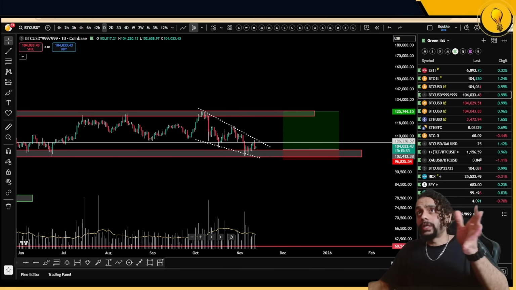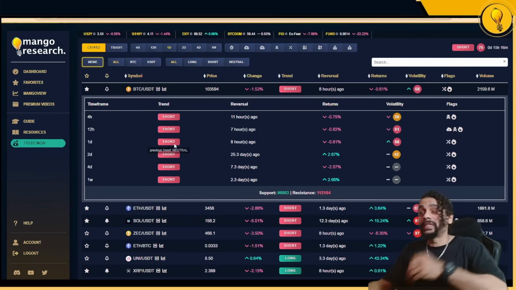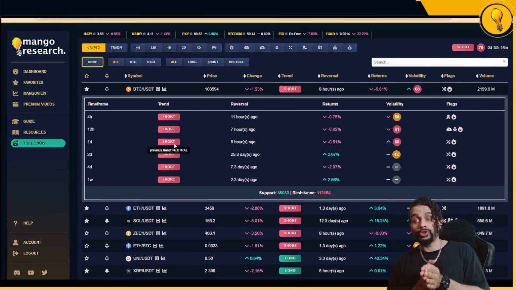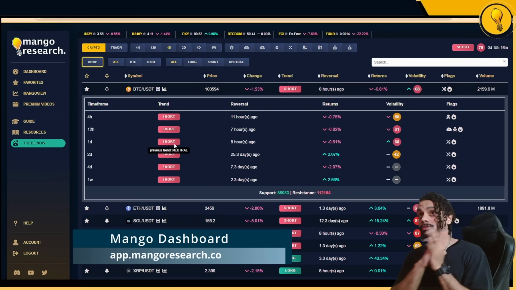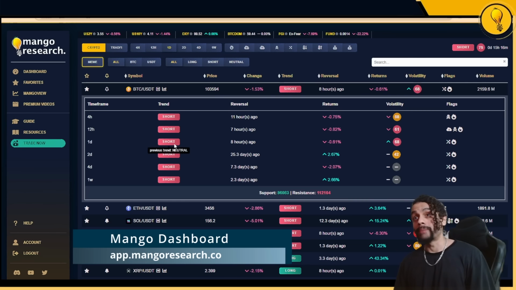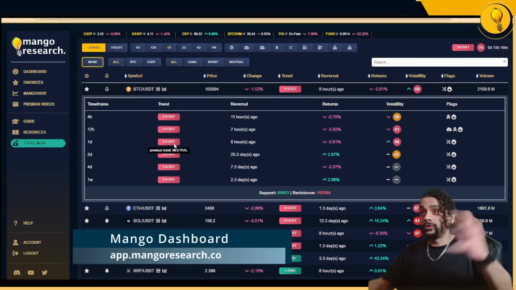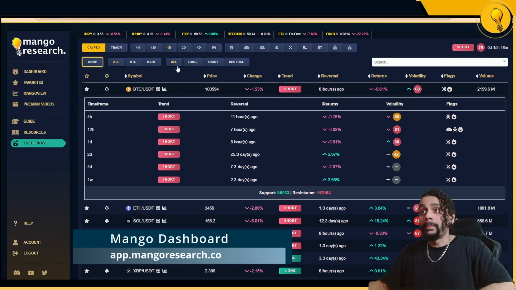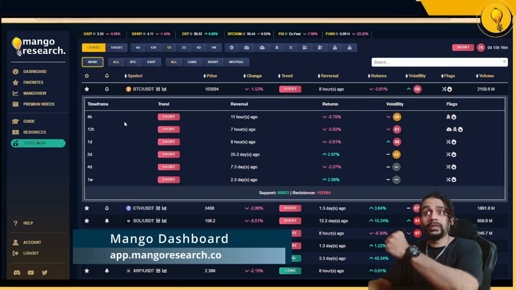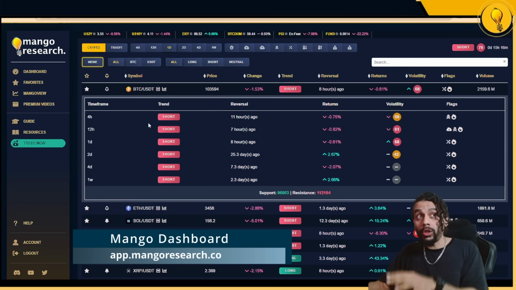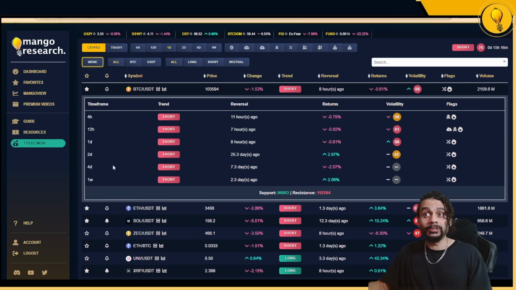So before I start though, I do want to emphasize, very important to emphasize this, that we are going to be putting on this trade against the trend. If you go on over to the dashboard at app.mangoresearch.co, again, the free version is enough for those of you who are trading as a hobby. But just looking at this over here, you can see that the trend is short across all time frames: the 4 hour, the 12 hour, the daily, the 2 day, the 4 day, and the weekly.